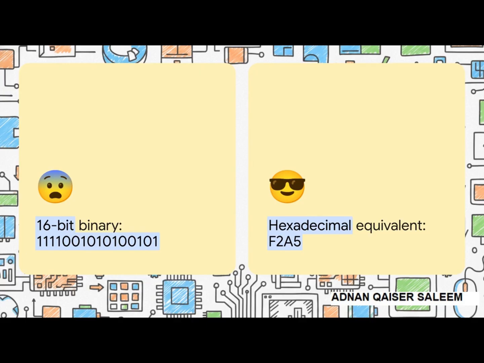Think about a standard 16-bit binary number. Imagine having to read 1111001010100101. Now imagine staring at thousands of lines of that. It's a headache waiting to happen. But if you take that exact same value and write it in hexadecimal, it's simply F2A5. It is incredibly obvious how much easier it is to see, copy, and just generally deal with a quick 4-character hex string rather than that massive 16-bit binary mess.